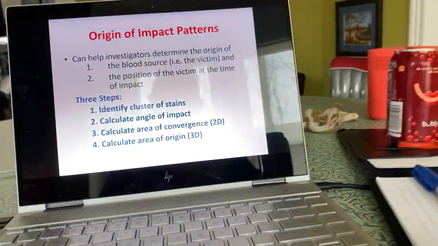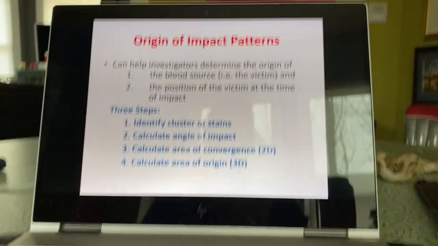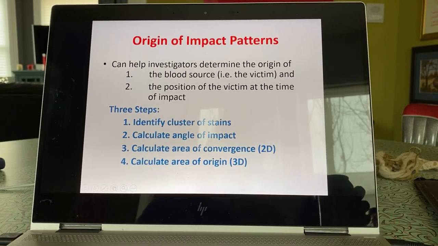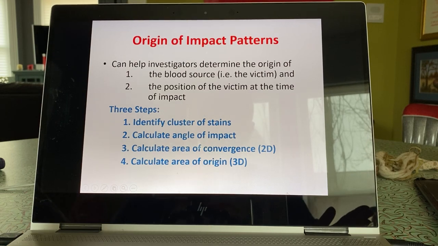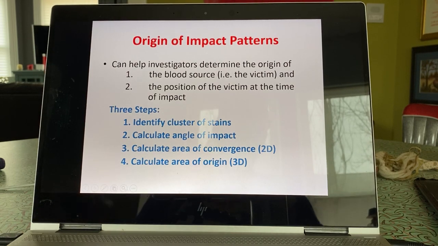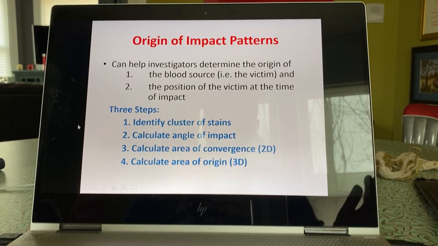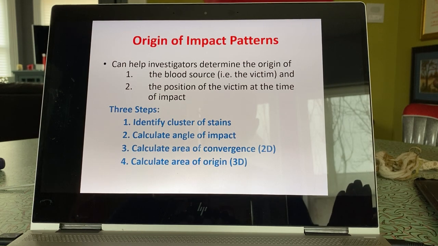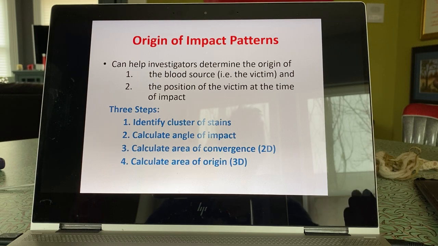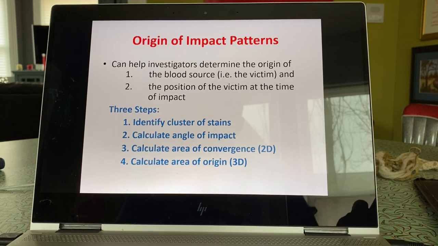Okay. So let's finish up this video. Okay. So origin of impact patterns. So this is a method by which you can determine the approximate place in three dimensions where the bloodletting event occurred. So basically, where was the victim standing when he or she was stabbed, for example?